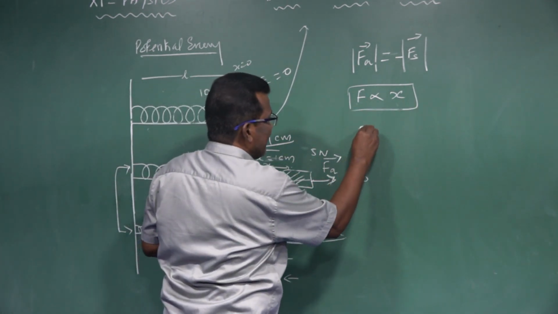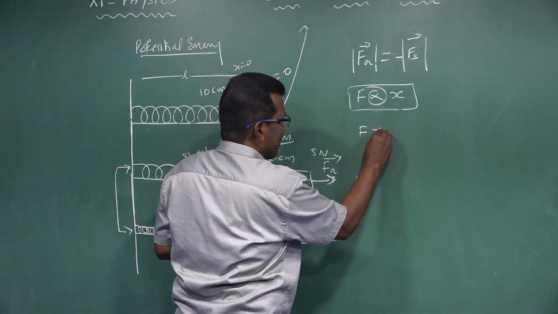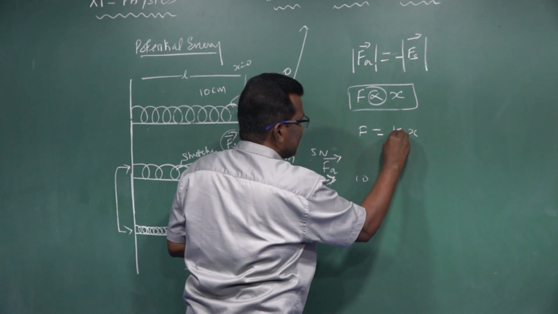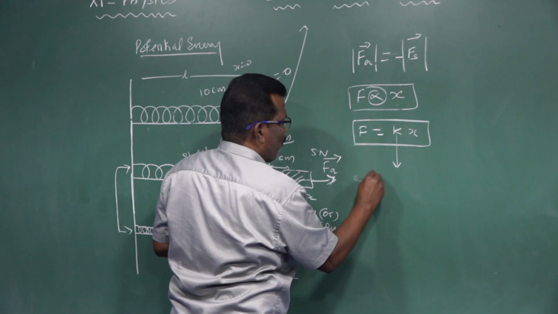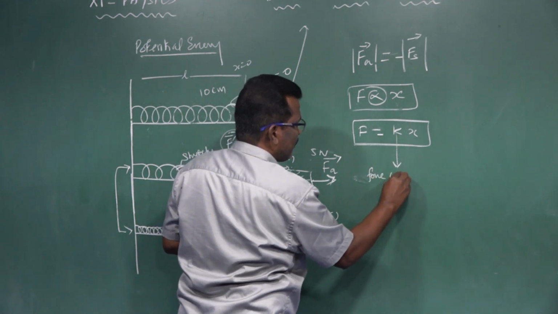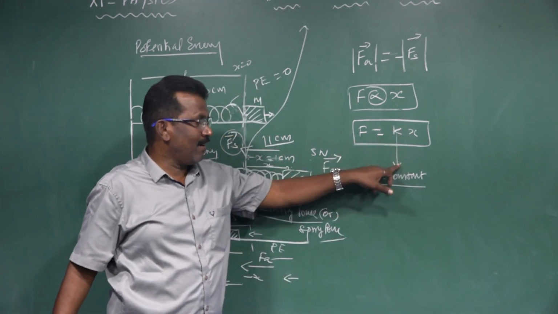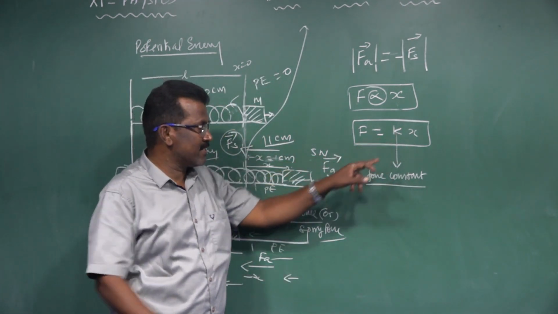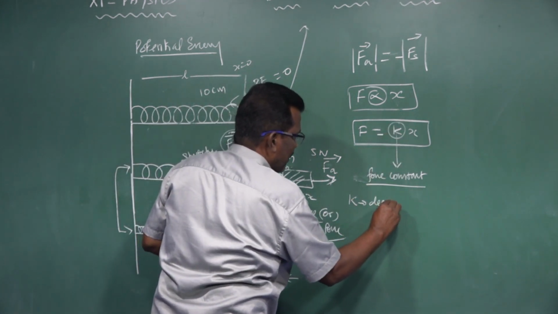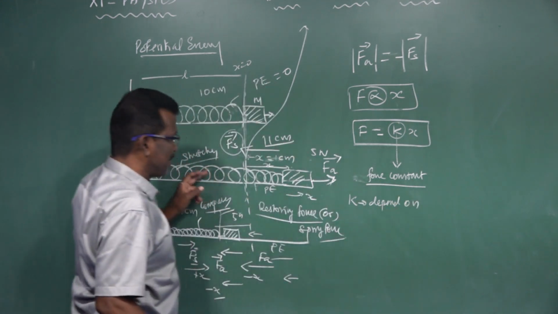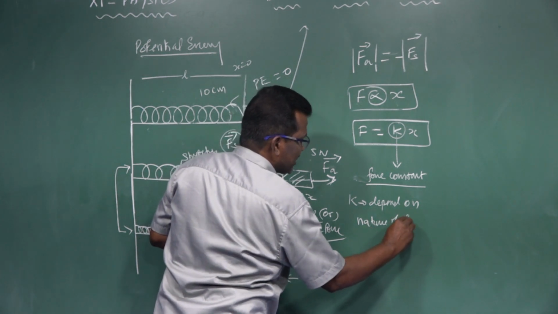Our force F is equal to, when the proportionality is removed, a constant always, so that constant gives F equals KX. What is K? K is called the force constant, or spring constant. K depends on the nature of the spring, or the nature of the material of the spring.